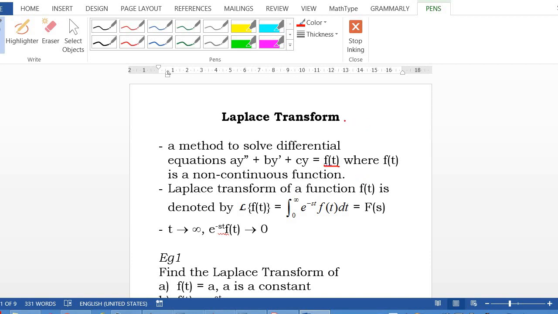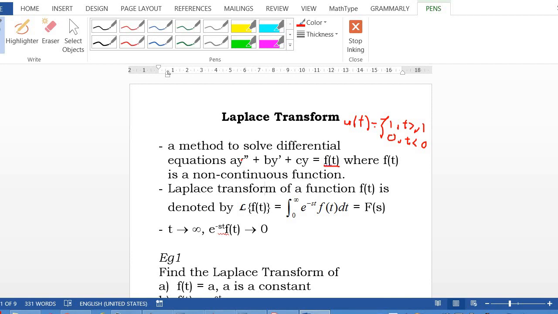For example, this is a step function, maybe you have two different values, 1, 0. Let's say this is 3 greater or equal to 1. This is 3 less than 0. So this is a non-continuous function. The previous technique that you learned, you cannot deal with this non-continuous function. However, Laplace transform can deal with the non-continuous function.